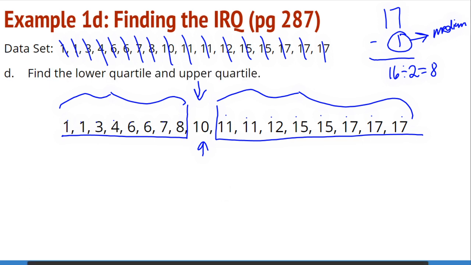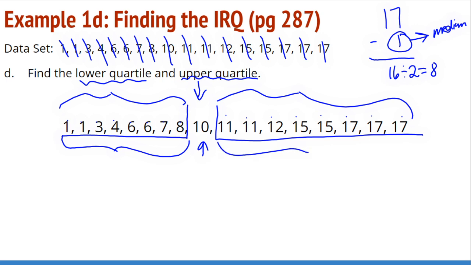So we now need to find what is known as the lower quartile and what is known as the upper quartile. So I have my median as 10. That divided my data into 2 parts. Now the word quartile has this quar in here, and we can think of that as quarters. So I've cut into halves. Now I need to cut into quarters.